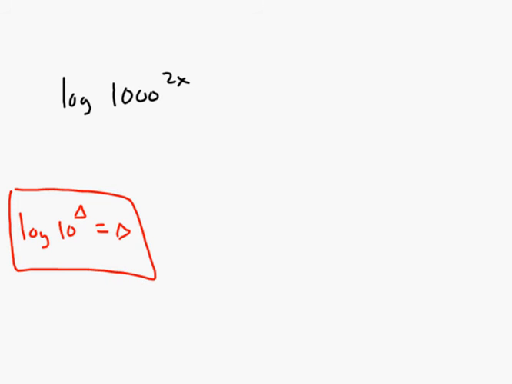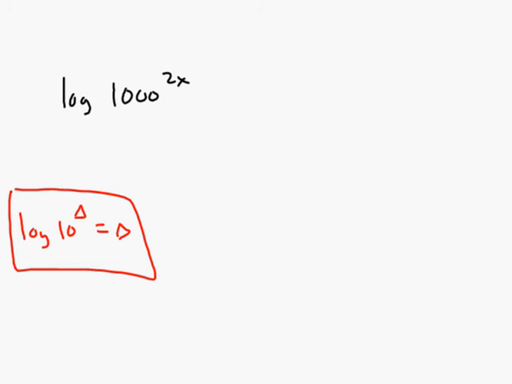Log of 1,000 to the 2x. Okay, so I'd like to simplify this a little bit. It looks a little bit like this rule: the log of 10 to the triangle, which we know is triangle. The problem, of course, is that I don't have 10 to a power in our problem. So I'd like to rewrite it as 10 to a power.